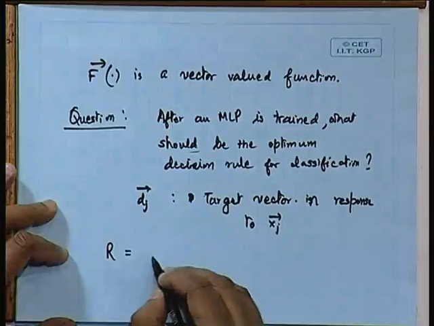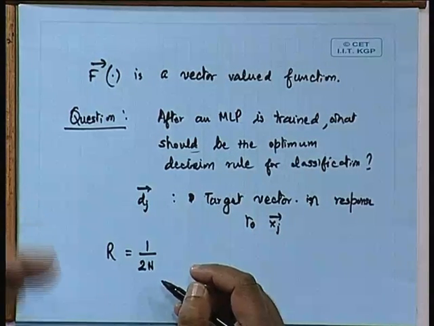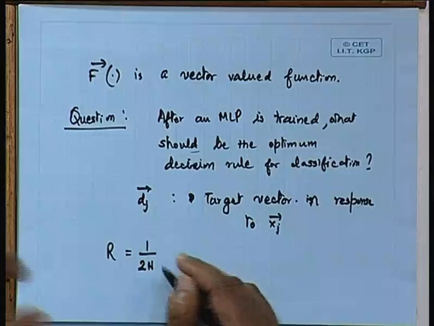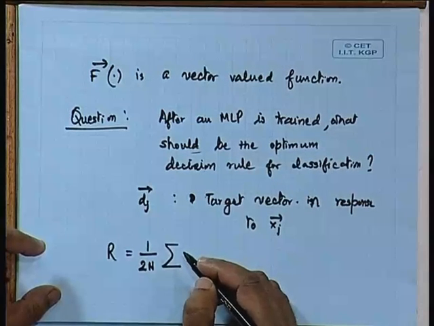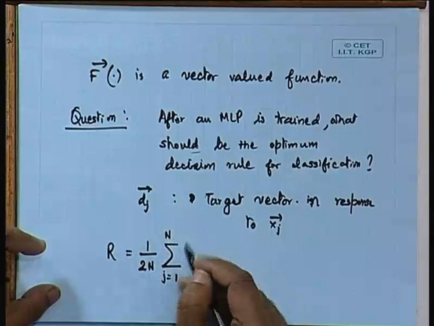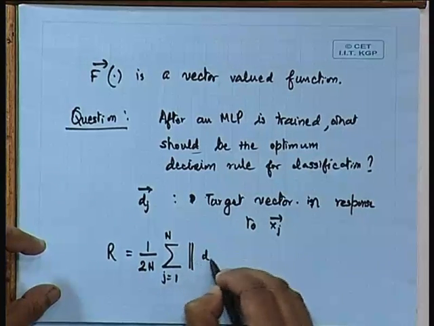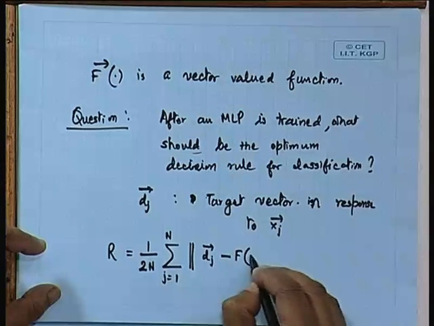So, we can talk about the empirical risk functional as 1 upon 2n. In fact, it should have been 1 upon n, but because all the time we are expressing the errors as half of the error squares, for the reasons that we already know, we have 1 upon 2n, with n as the number of distinct patterns with which we are going to train. So, then we have summation j equal to 1 to n, and the minimization of the risk functional is the norm of this vector dj minus f(xj).